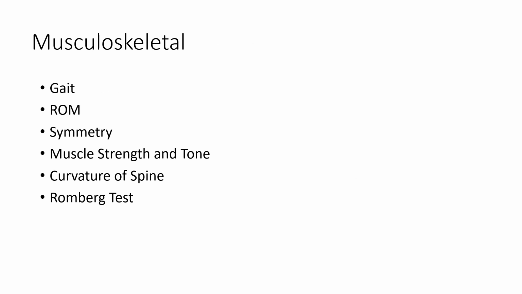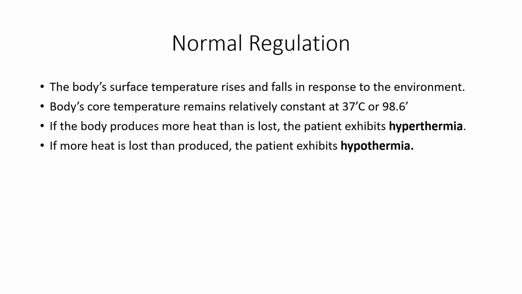Musculoskeletal, we're going to look for your gait, your range of motion, symmetry, muscle strength and tone, curvature of the spine, and your Romberg test. What is your Romberg test? You might want to know what a Romberg test is for. You are going to look for any abnormalities, any breaks, any old fractures.